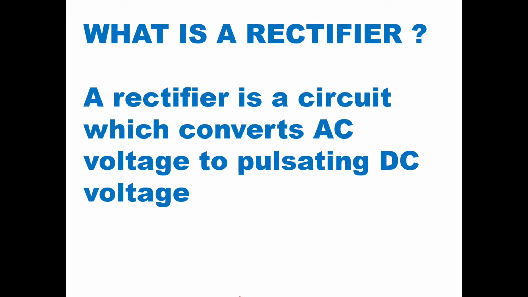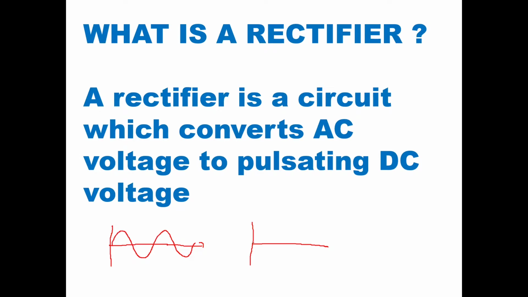A rectifier is a circuit which converts AC voltage into a pulsating DC voltage. If you draw the AC voltage, it will have a positive half cycle, negative half cycle, positive half cycle, negative half cycle. This should be converted into a unidirectional output.